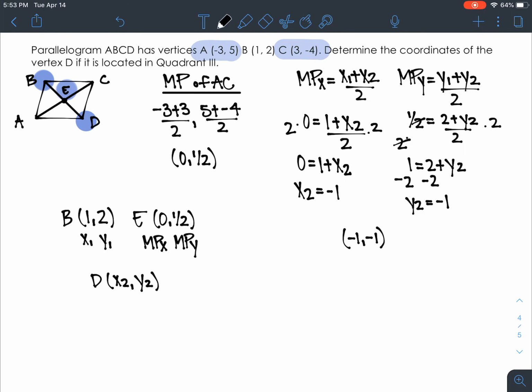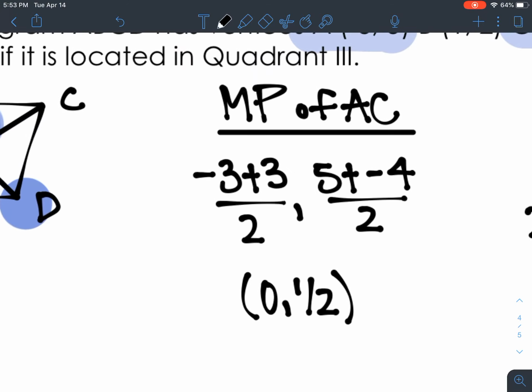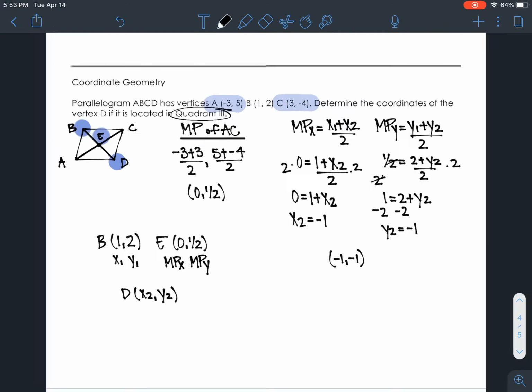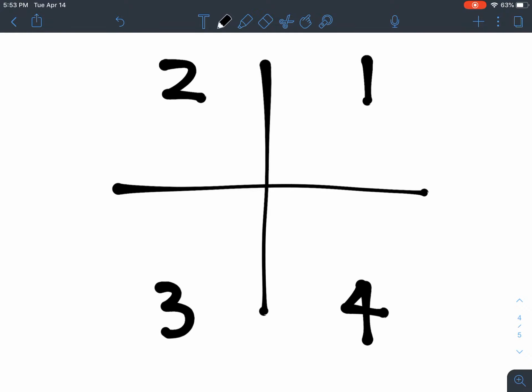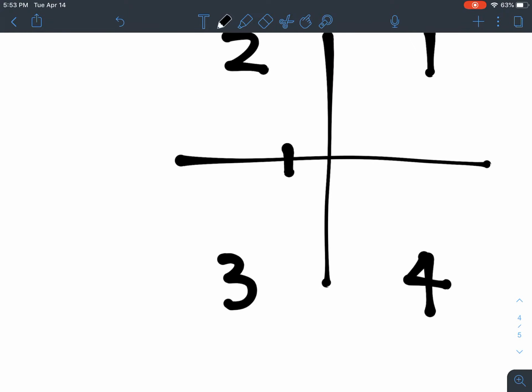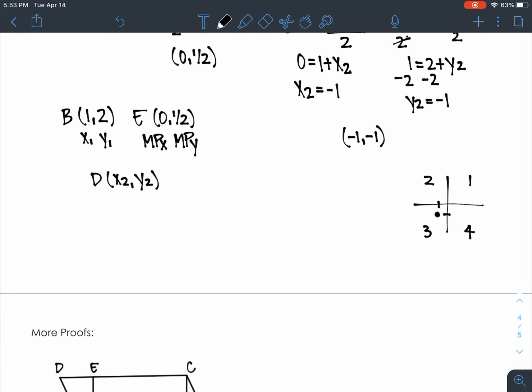But let's just double check real quick, because it does say determine the coordinates of vertex D if it's located in quadrant 3. If you guys just quickly remember, quadrant 3 is 1, 2, 3, 4. So if I graph (-1, -1), that would lie in quadrant 3, which means that my answer is correct. All right, come back for proofs in the last video.